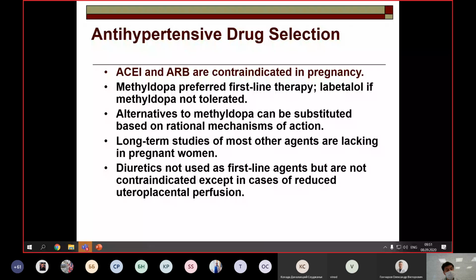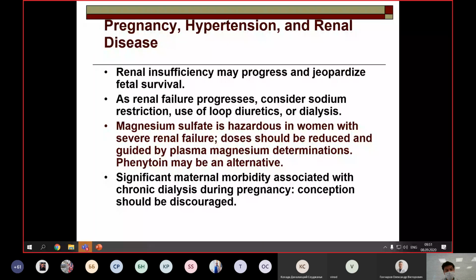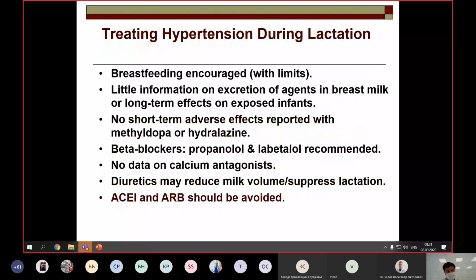An alternative strategy is methyldopa. Methyldopa is generally recommended in patients with a high risk of preeclampsia. So please create a multidisciplinary team to completely assess the risk in a patient having hypertension in pregnancy, and after that choose the optimal therapy. The last slide is about lactation in women having hypertension.